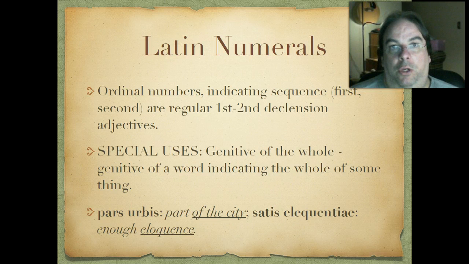So in that case, you could really translate without having to know it was a genitive of the whole. But some words, or some phrases, like satis eloquentiae, would sound weird in English to say enough of eloquence. So you would almost just say enough eloquence. So again, it's a genitive of the whole.